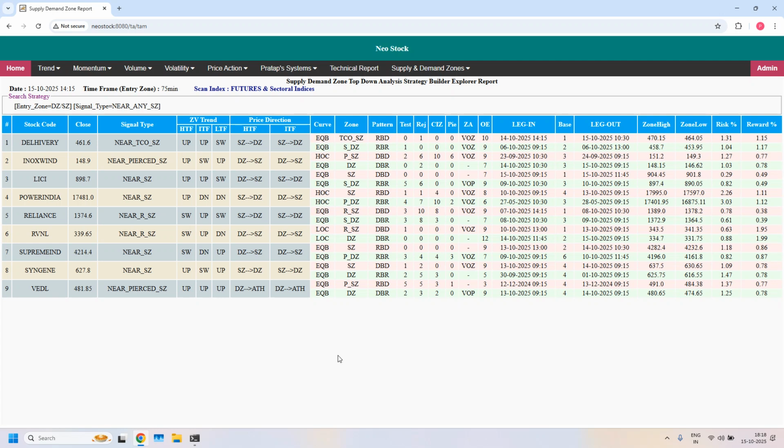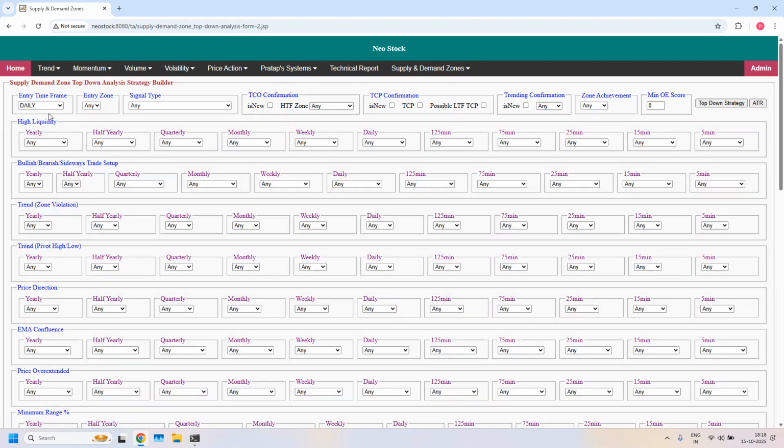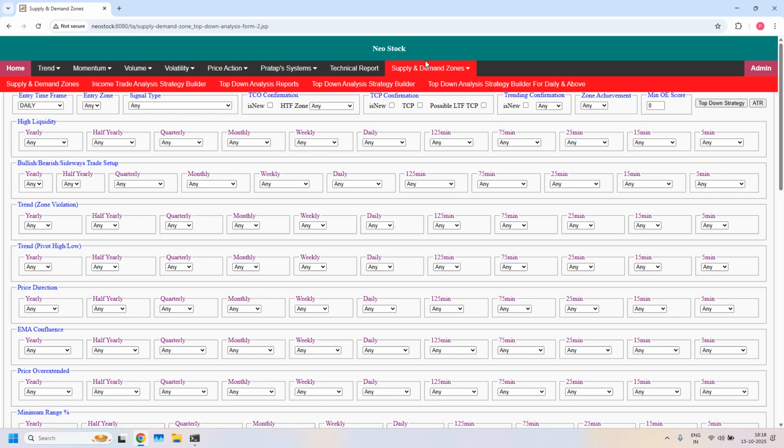So we have identified daily and 75 minutes high priority high liquidity zones for the high liquidity zone strategy that you learned in lesson 21.3.11 video. Okay, next I will generate NIFTY and BANKNIFTY supply demand zone chain reports.